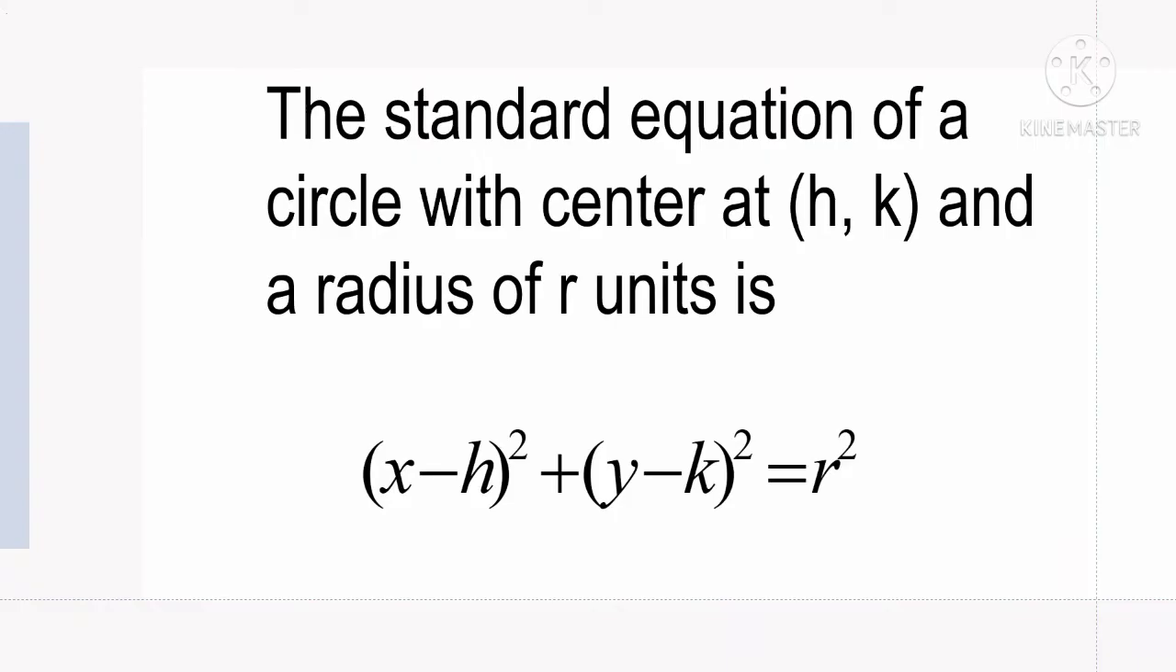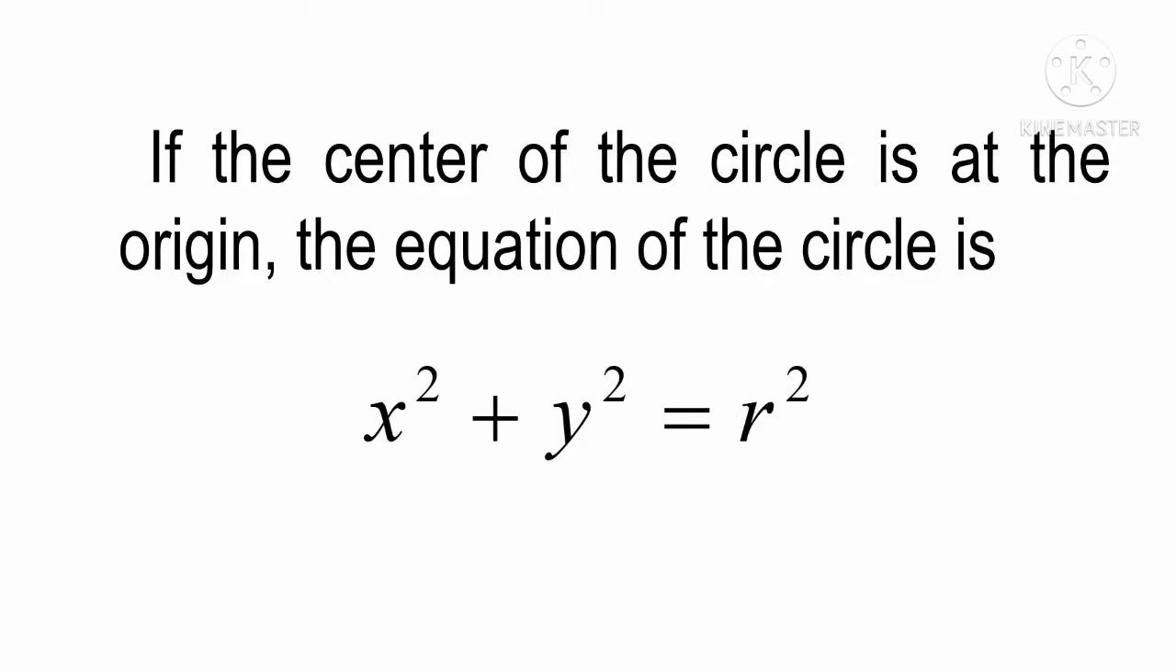Given the standard equation of a circle with the center at (h, k) and the radius of r units, the equation is the quantity (x minus h) to the power of 2 plus the quantity (y minus k) to the power of 2 is equal to r squared. The values of h and k indicate that the circle is translated h units horizontally and k units vertically from the origin. So if the center of the circle is at the origin, the equation of the circle is x squared plus y squared equal to r squared.